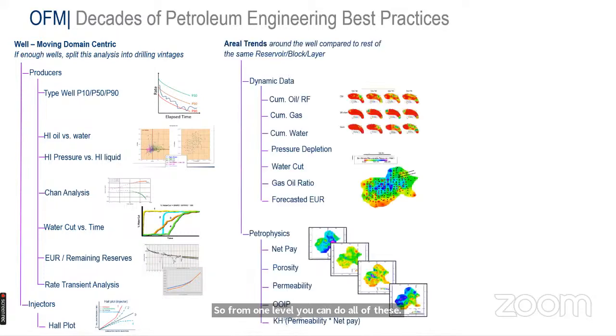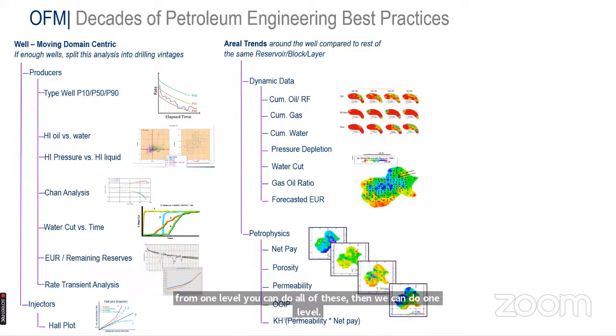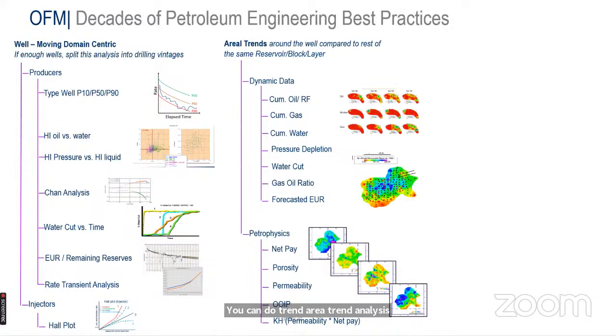Then from the reservoir level, you can do area trend analysis. Like you can do isobaric maps, depletion maps, oil and water encroachment, structure maps, everything related to maps. If it's time related, you can animate. If it's static, like structure maps, you can add also the faults. You can have it on top of GIS.